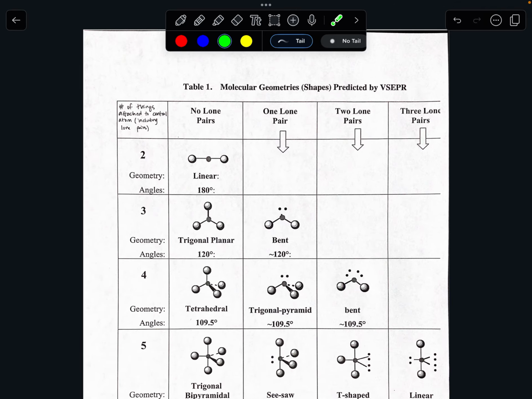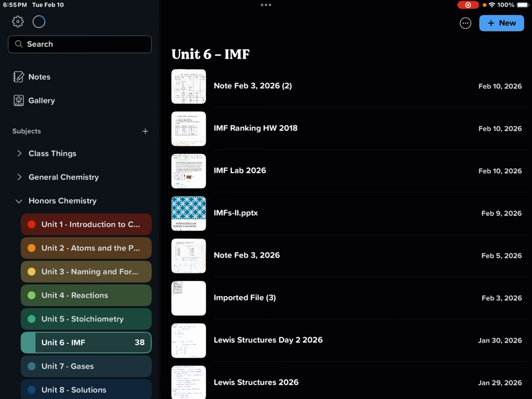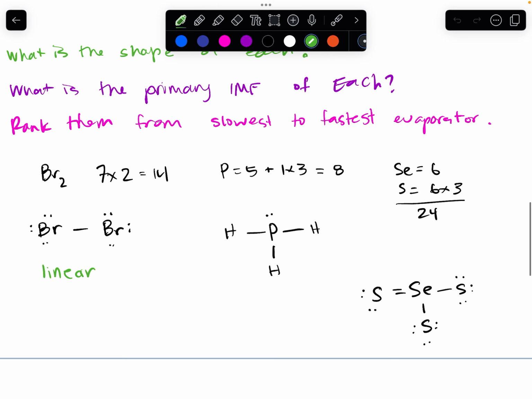There we go. And on the shapes chart, we had 3 things attached and 1 unshared pair. So, 4 things total and 1 unshared pair. And so that's going to be trigonal pyramidal for our shape. So if we go back to it here, we'd say trigonal pyramidal.